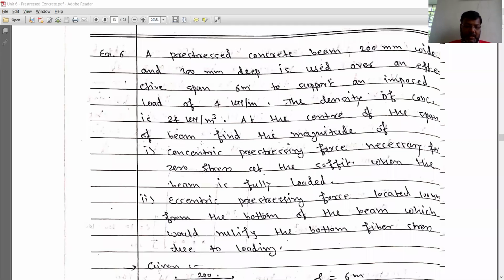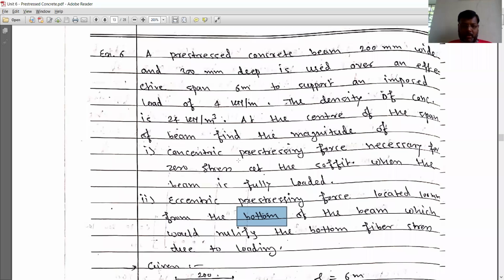Only the difference is that in this case, the concentric pre-stressing force means you have to calculate the value of P, which is acting along the centroidal axis of the beam. And in second case, you have to calculate the value of pre-stressing force P, which is located at a distance 100 from the bottom. That is the difference. That two values you have to calculate.